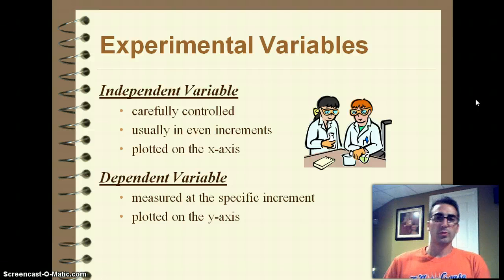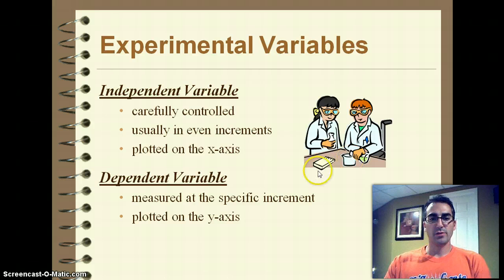So let's just run through what our variables are called. We have the independent variable and the dependent variable. Hopefully these are familiar to you. The independent variable is the variable that's carefully controlled. Usually we put this on the x-axis and we carefully assign even increments. So time, for example, would be normally an independent variable. If we're going to measure the time it takes a runner to run a certain distance, we'll put that on the x-axis and we'll say maybe 1, 2, 3, 4, 5 seconds.